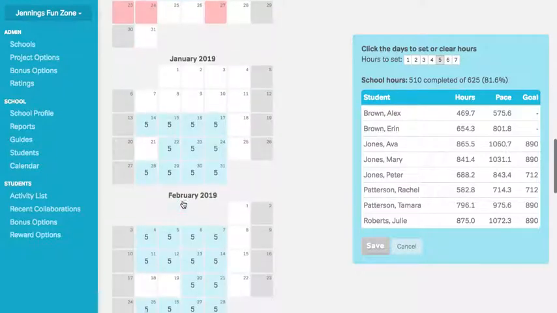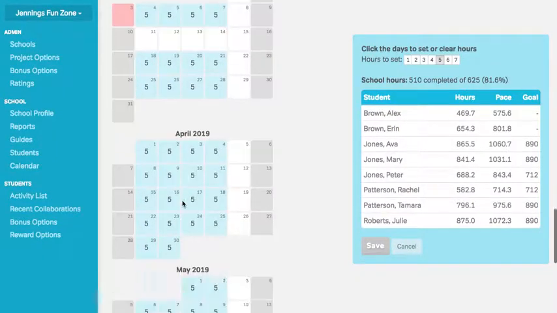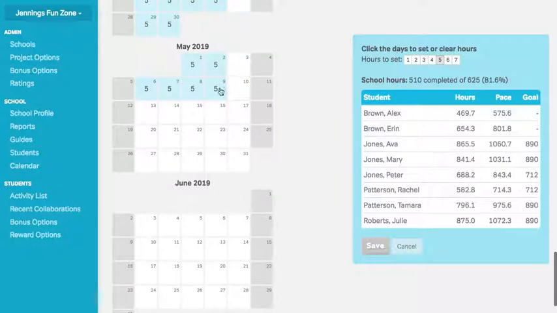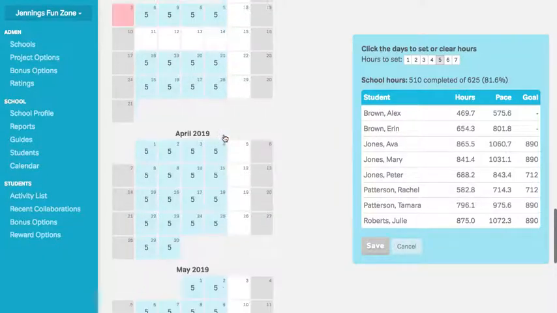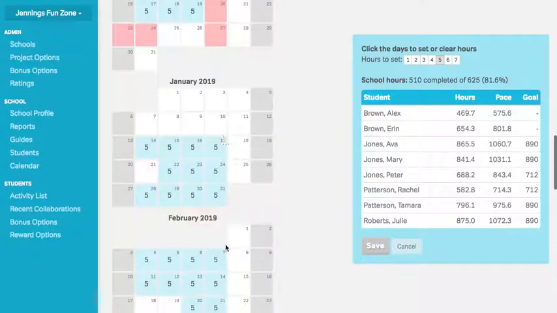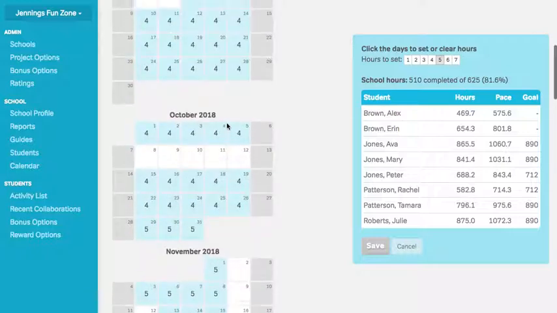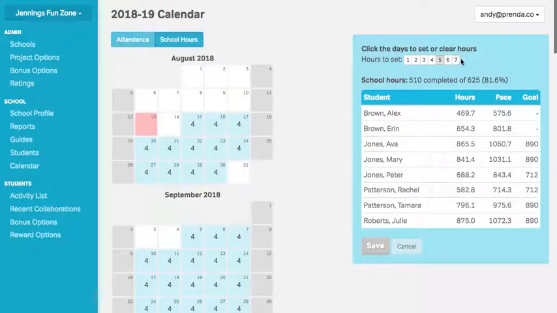And you can see how they planned out the rest of their school year. Christmas break, spring break, going through May 9th, 5 hours a day, 4 days a week. So the way that you set school hours on a given day is make sure that the correct number is selected over here for the number of hours to set. If I want to set a day to have 4 hours on that day, I click the 4 and make sure 4 is selected, and then I just click on that day and it'll put 4s on that day for the number of school hours.